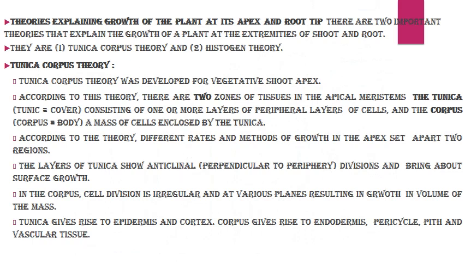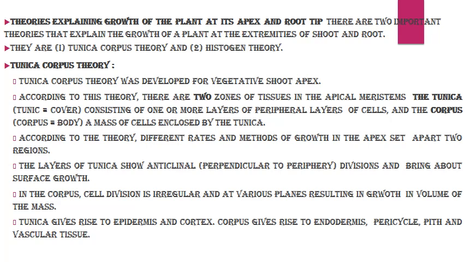Theories explaining growth of the plant at its apex and root tip. There are two important theories that explain the growth of a plant at the extremities of shoot and root. They are tunica corpus theory and histogen theory. Tunica corpus theory was developed for vegetative shoot apex.